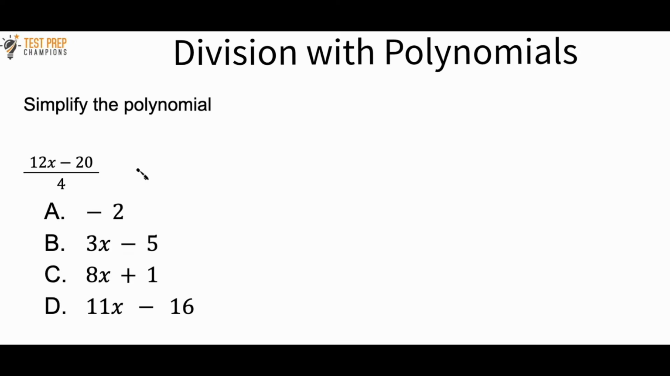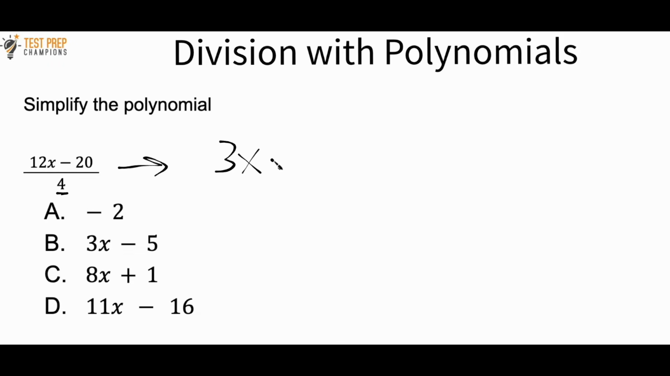So the strategy here is to divide each number by the smallest number. So what is the smallest number here? Well, the smallest number is 4. So let me divide everything by 4. So if I have 12 and I divide it by 4, I get 3. So I'm going to write 3x.